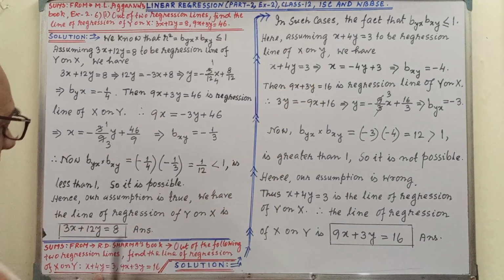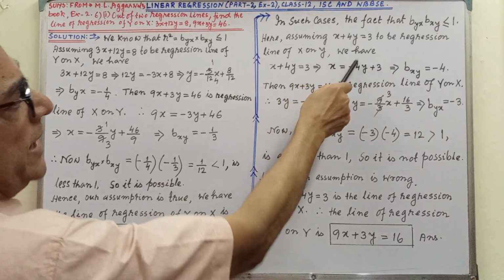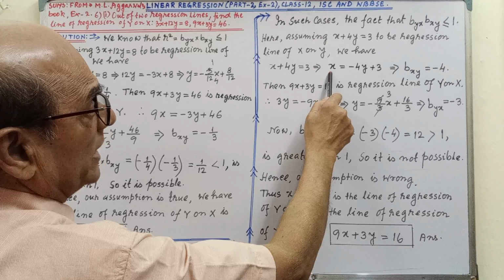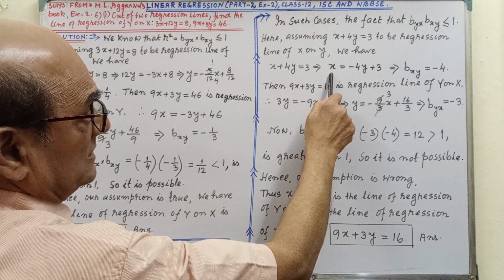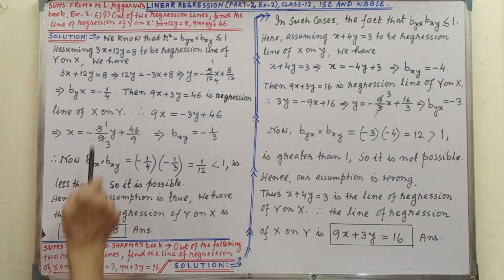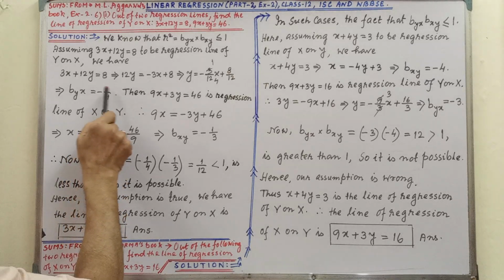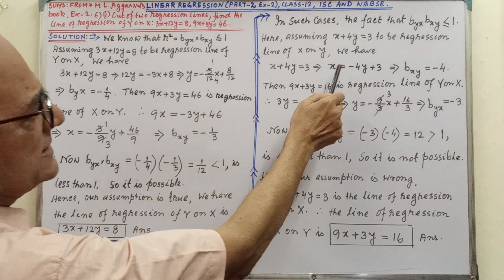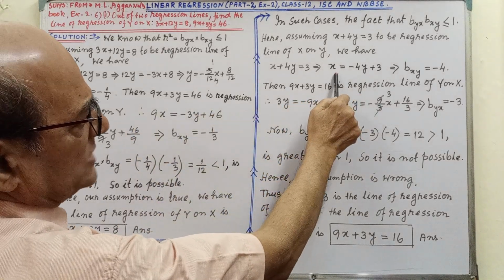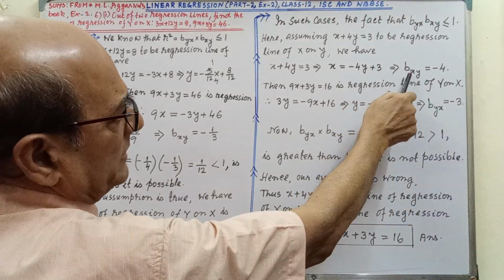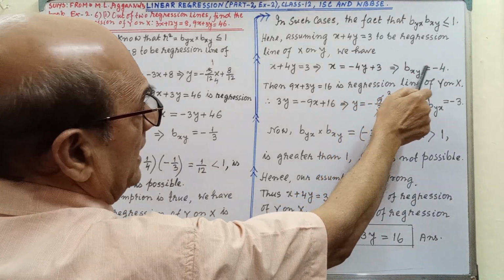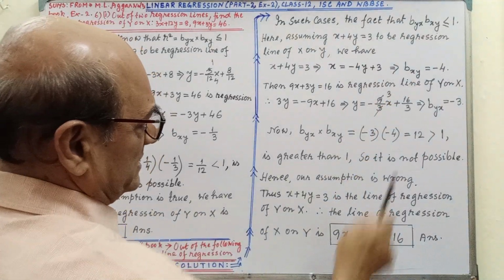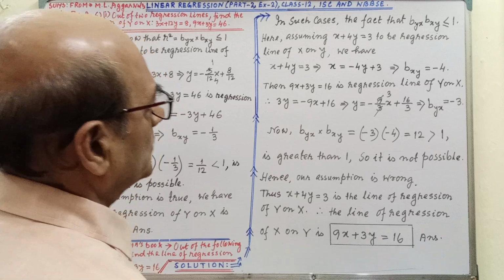to be the regression line of x on y. We have to convert into gradient form for x on y. This is why we are keeping x first. In this way we are getting the regression coefficient -4. Definitely this is -4.